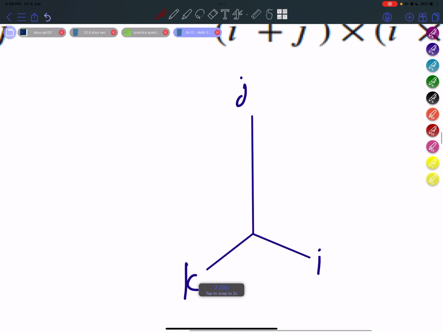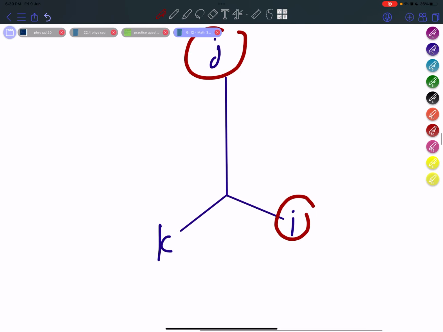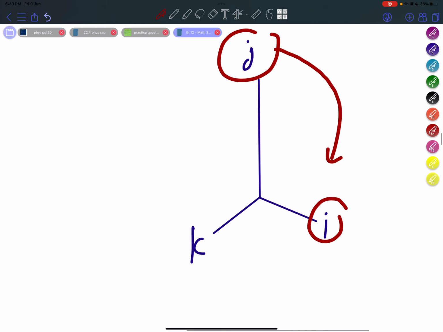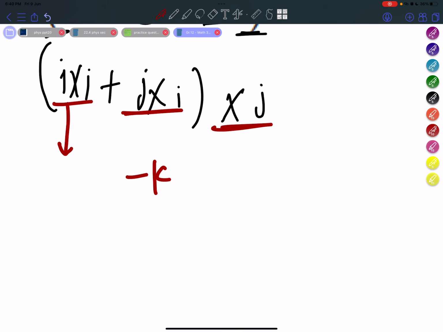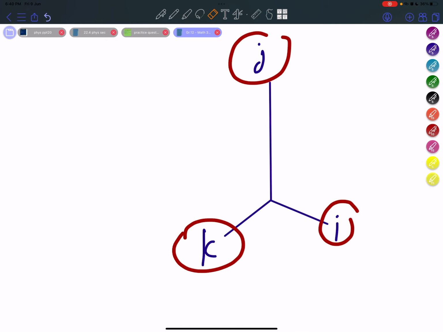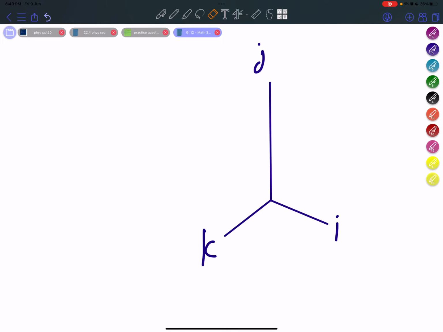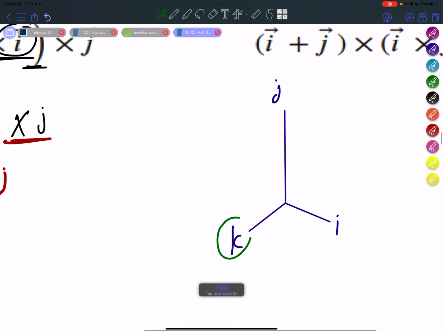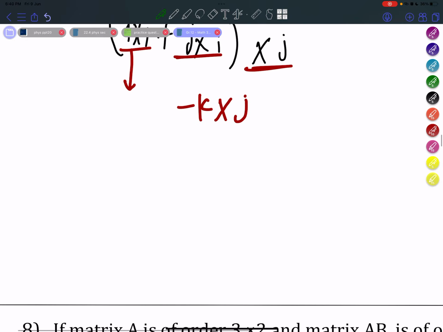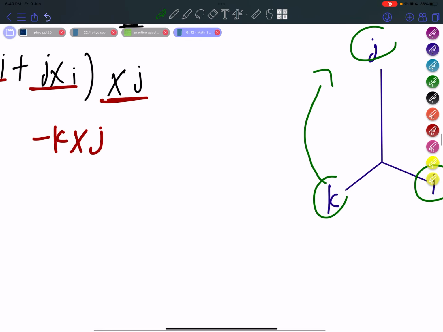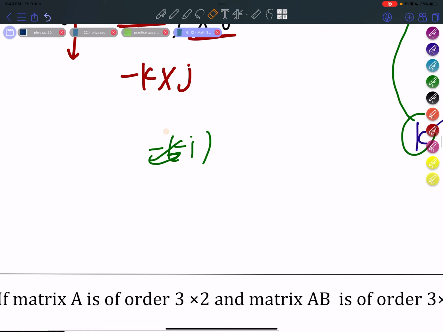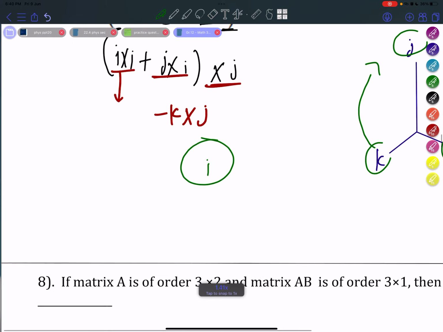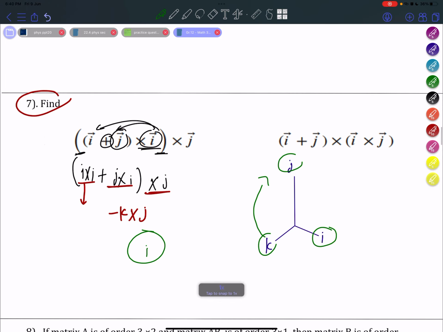j cross i. So, this is j and this is i, meaning that we'll be going in a clockwise motion, meaning that the answer will be k, yet it will be negative. So, negative k. Now we'll cross multiply it by j. Okay? So this is k and this is j. So we'll go again clockwise, meaning that the answer will be i but negative. So we'll have negative i, and since we have negative and negative, they will cancel each other to become a positive value, meaning the answer is positive i. This is for question 7a.